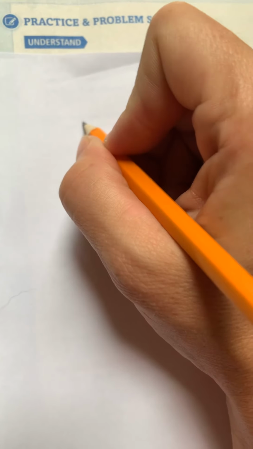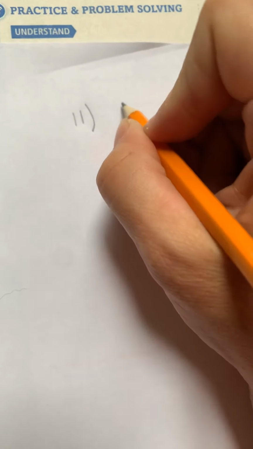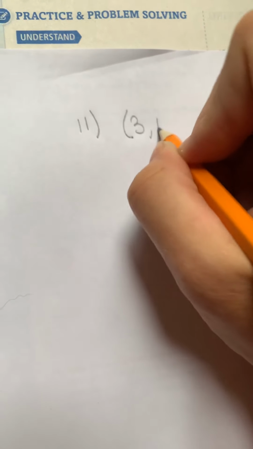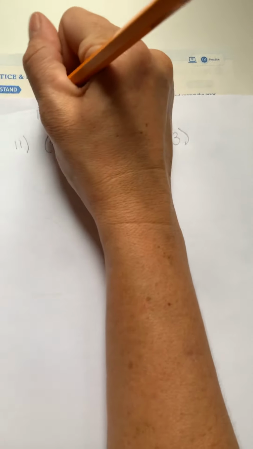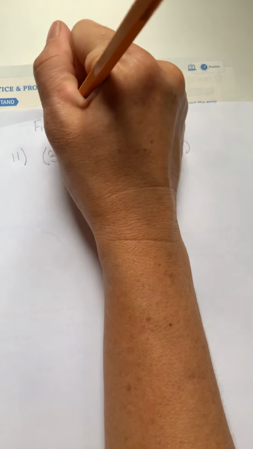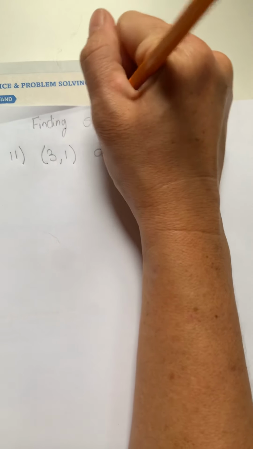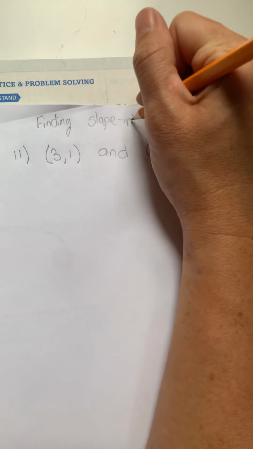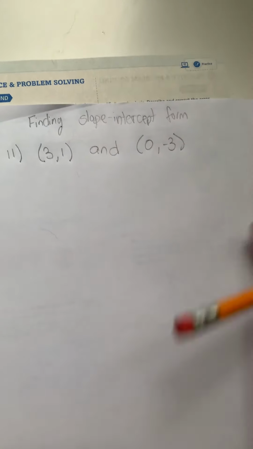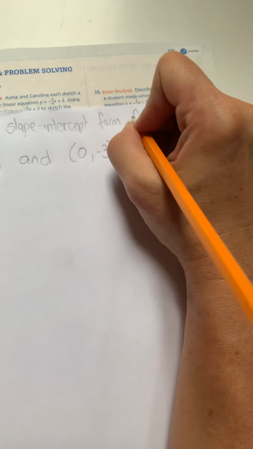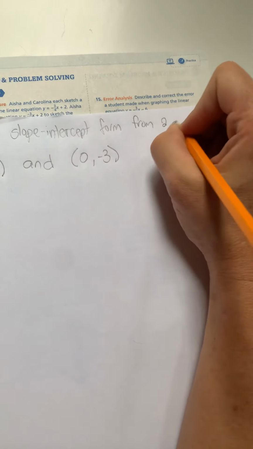All right, so we have question 11 was (3, 1) and (0, -3). This is finding slope-intercept form from 2 points.